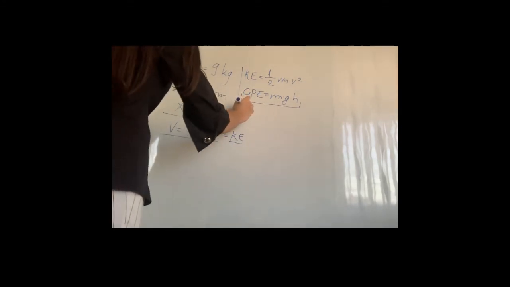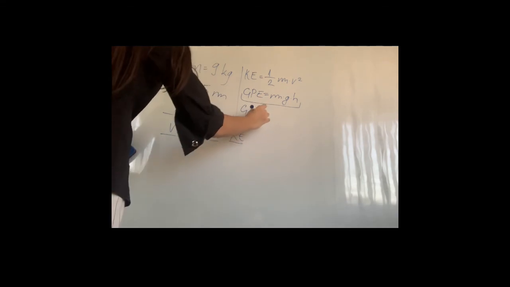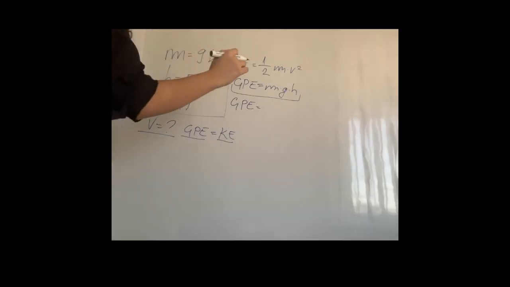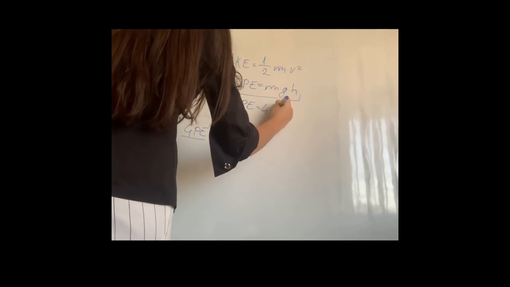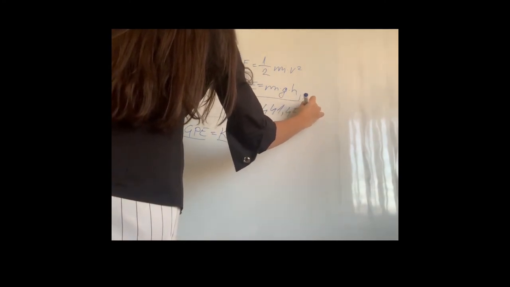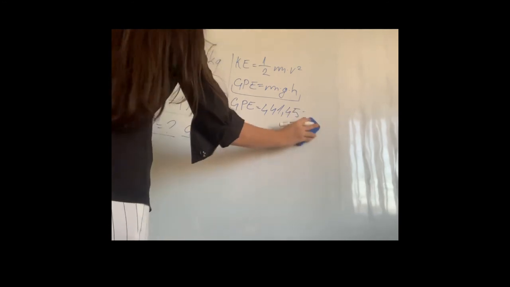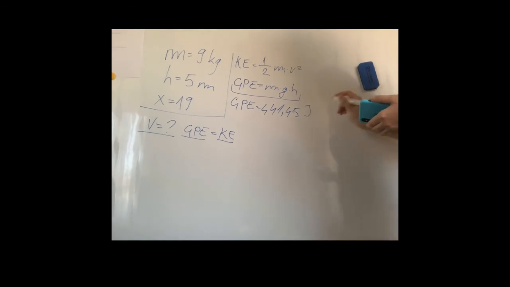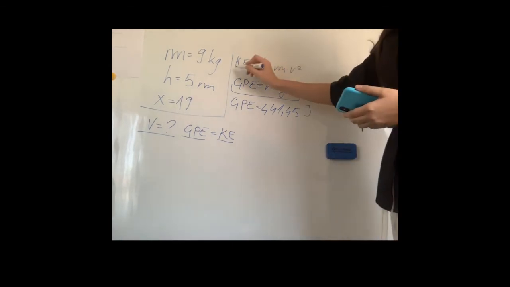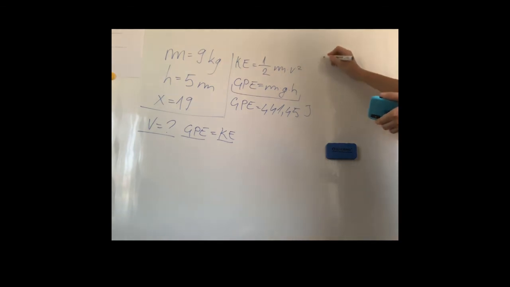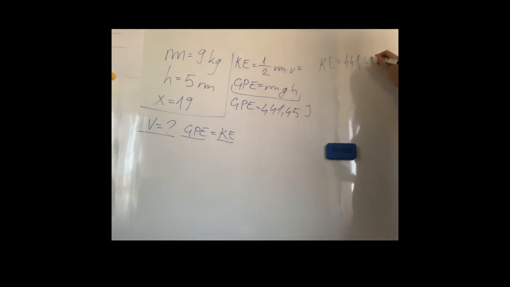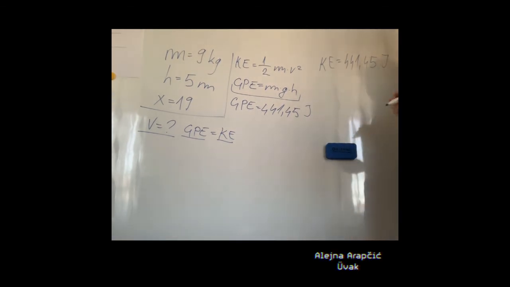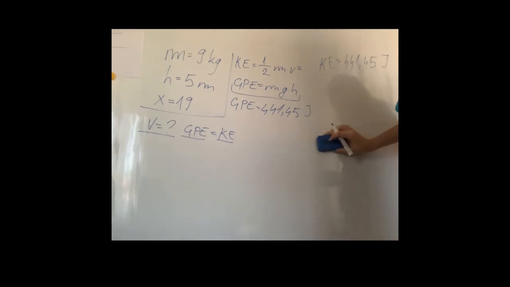So let's calculate GPE. GPE is 441.45 joules. I'm actually going to move to this side. Joules, which means that our kinetic energy is equal to 441.45 joules. Okay, so now we're going to derive v from this formula.